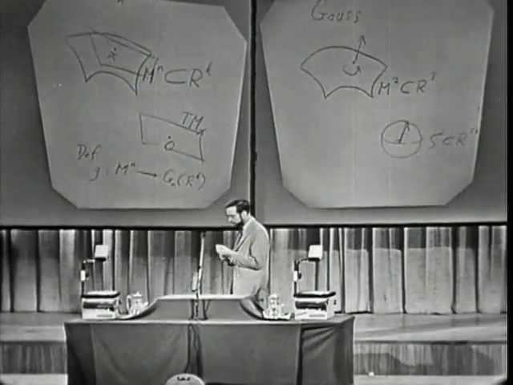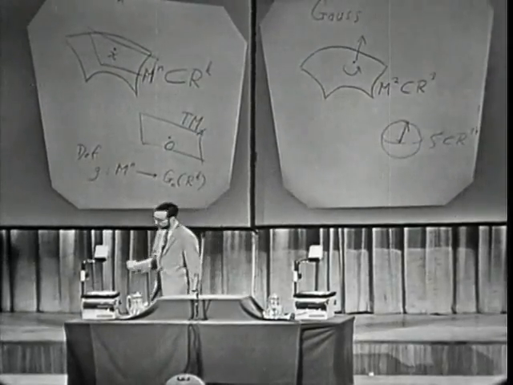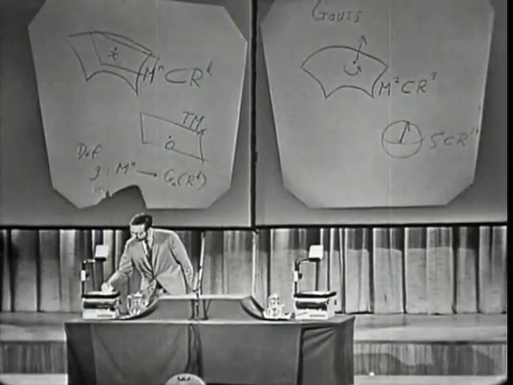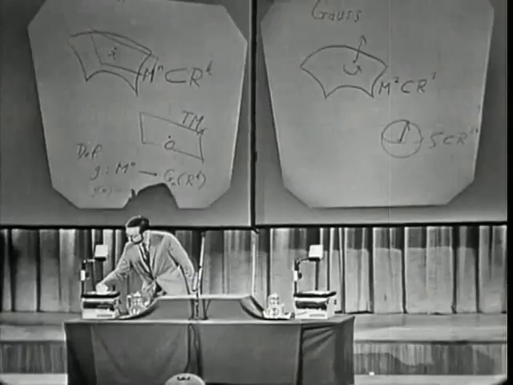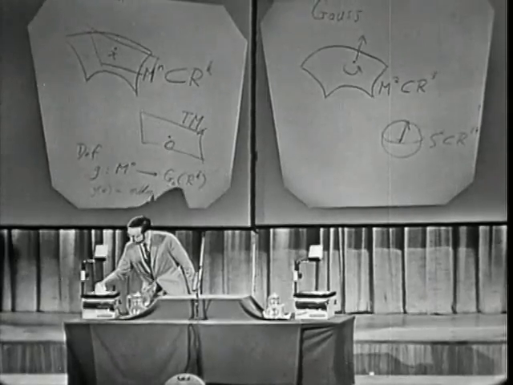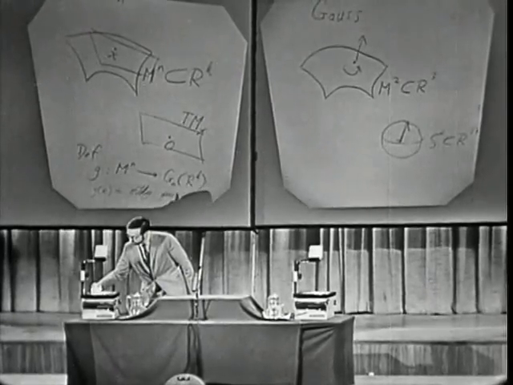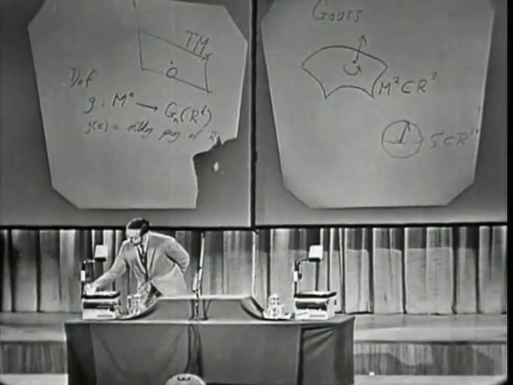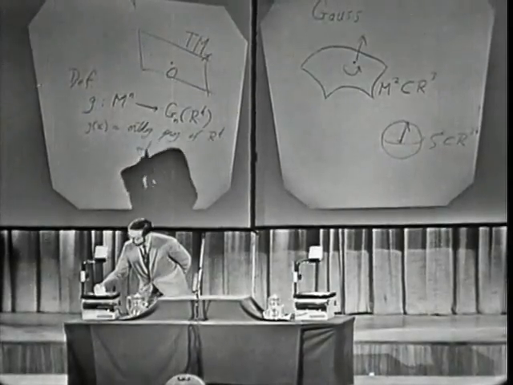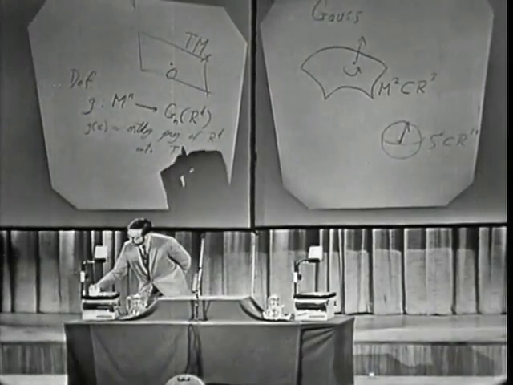And I define this mapping by the formula G of x is equal to the matrix which corresponds to the orthogonal projection of Euclidean space R^k onto the tangent space of M at x.